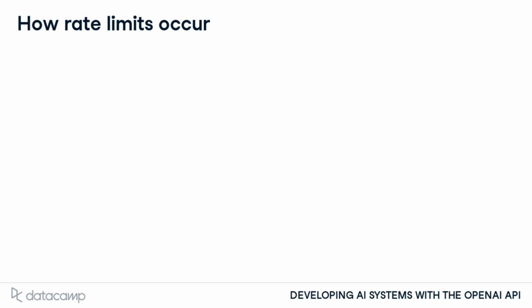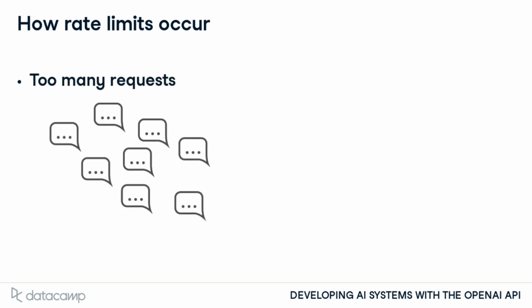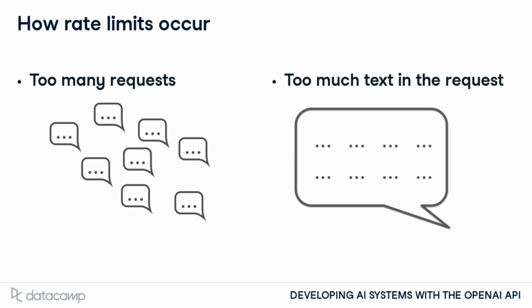A rate limit error can be due to either the number of requests in a given time span being too high, meaning there are too many requests being sent, or the number of tokens in the requests exceeding certain limits, meaning too much text has been included in the request.